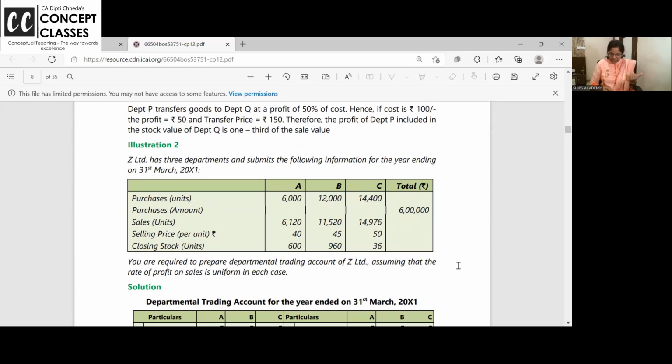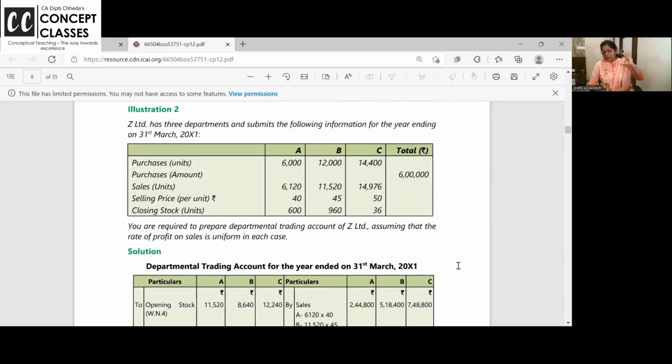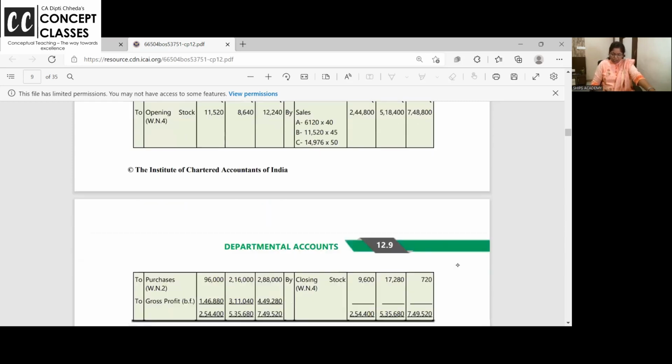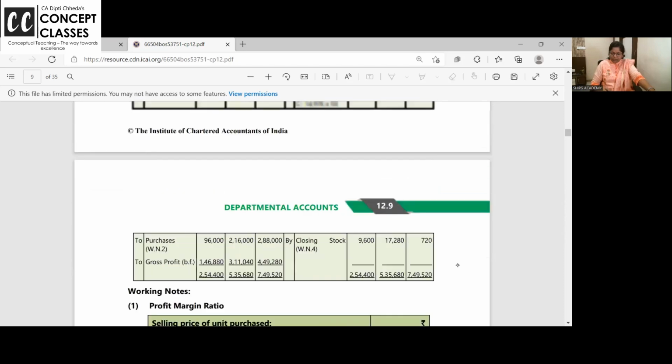Sales units are given, selling price is given, closing stock units are given. The whole problem is costing only. You are required to prepare a departmental trading account, assuming that the rate of GP on sales is uniform in each case. Okay? So your profit margin on sales is common. Now, we don't know how to calculate the purchase and all. Now, can we first make a working note?